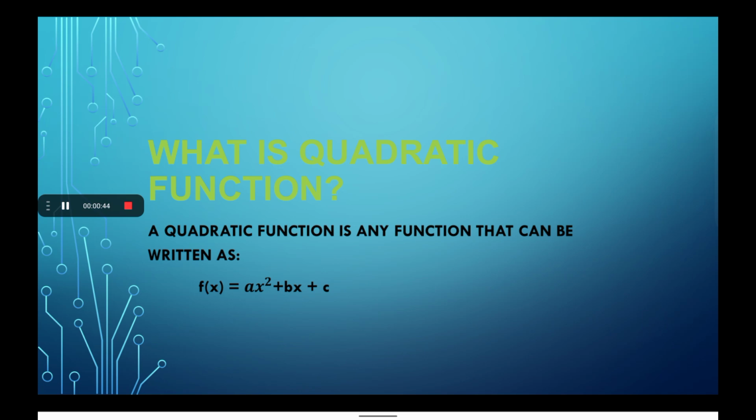Why is this a not equal to 0? This a is not equal to 0 because if this a is equal to 0, the equation turns into bx plus c, right? It's a linear equation, right? What is the difference between a linear function and a quadratic function? Linear function means the graph is a straight line graph. Quadratic function means the graph is a parabola, that is a U-shaped curve.